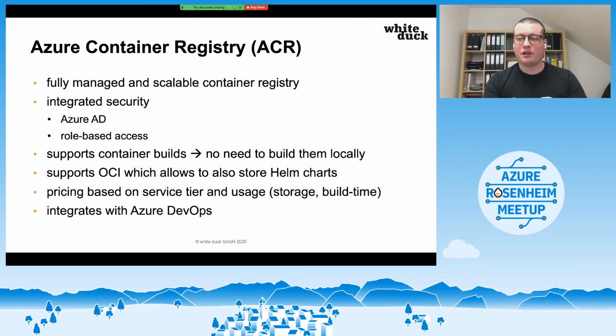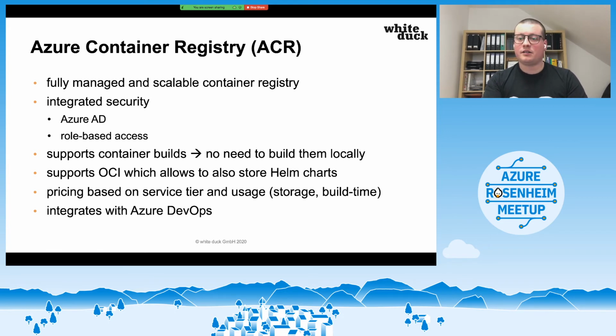The Container Registry also supports OCI images, which basically allow you to store other things besides just container images. So with OCI images, you can also store your Helm charts and things like this in your registry, version them, tag them, and just use your container registry as an artifact store.